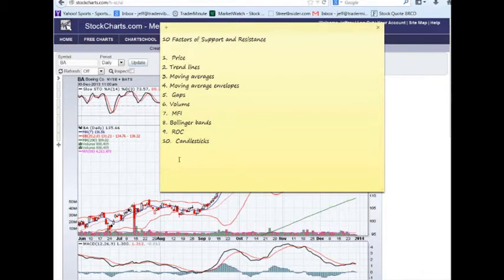But basically, what are support and resistance? Support is basically an area or a price where sellers are done and buyers step in. Essentially, a stock will go up off of support, okay? Resistance is a place or a price where buyers are done and sellers step in. Okay, that's really all they are.